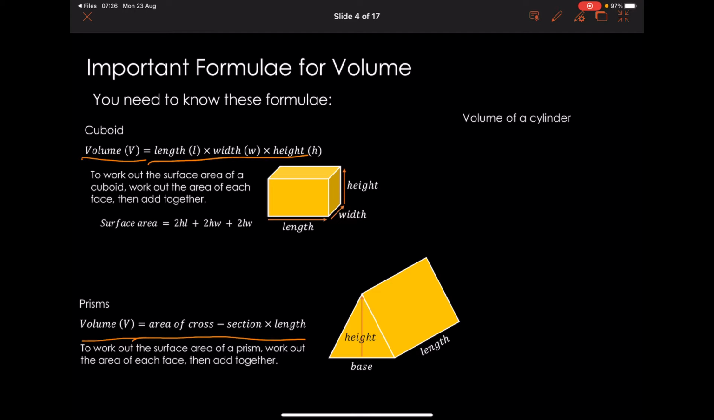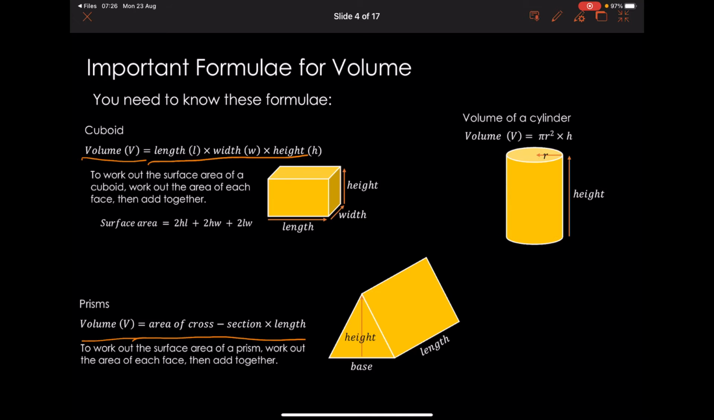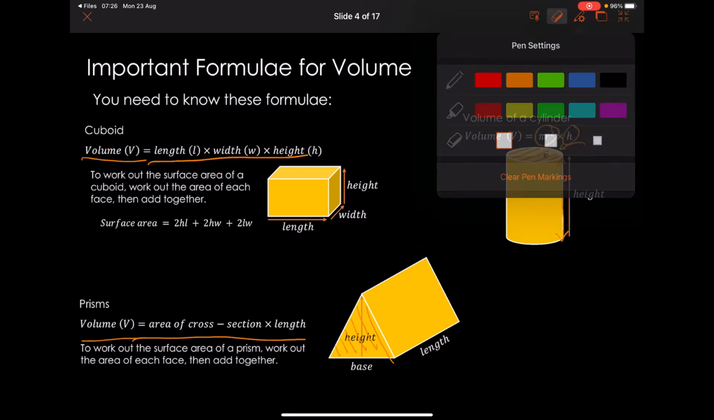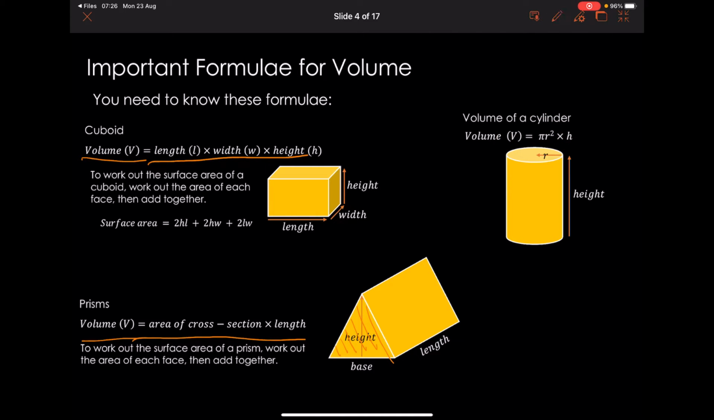Volume of a cylinder then. The volume of a cylinder is the same as the volume of a prism, we just don't realise it. Because what we actually do is pi r squared, which is the area of the face, the area of the cross section, and we multiply it by the height. So you're still working out the area of the face, like we did over here. It would just be a different formula because it's a circle. So it's pi r squared, and then we times by the height. Please make sure you remember that.